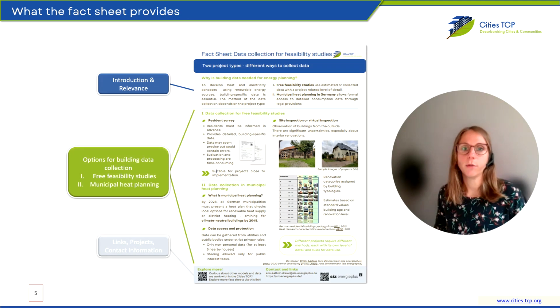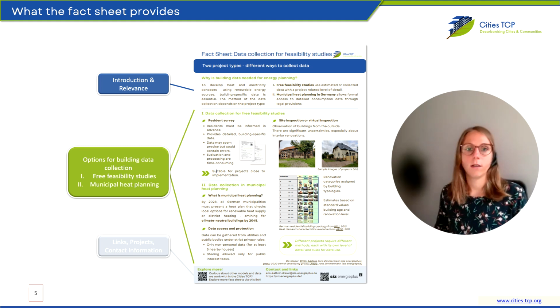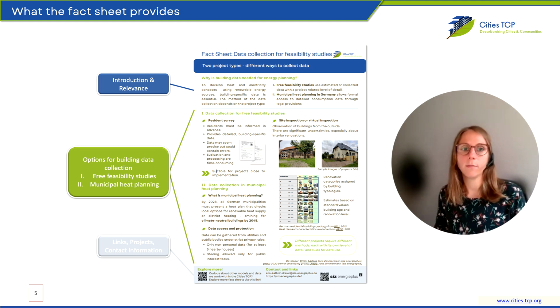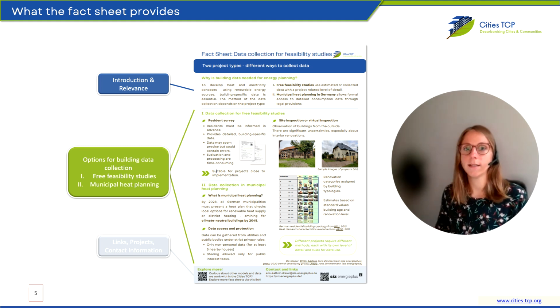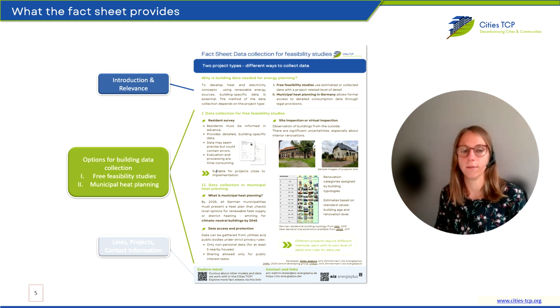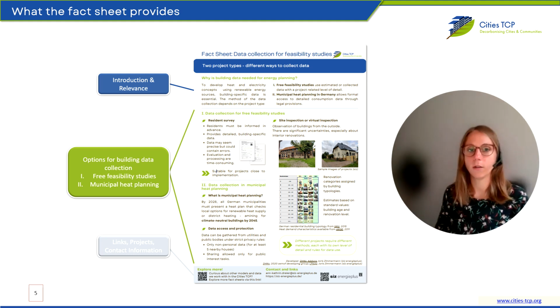The fact sheet presents our common methods for collecting building-specific data and classifies the methods in terms of their applicability. A distinction must be made between two different purposes for which the data is collected. First, the data collection for feasibility studies, and second, the data collection in municipal heat planning.